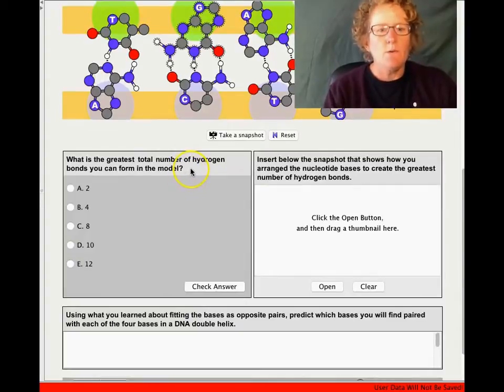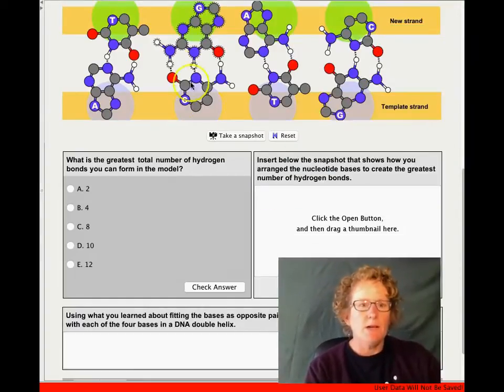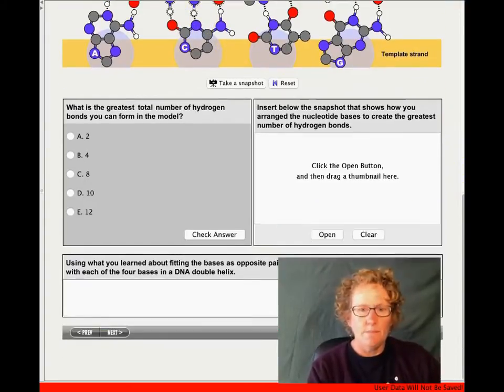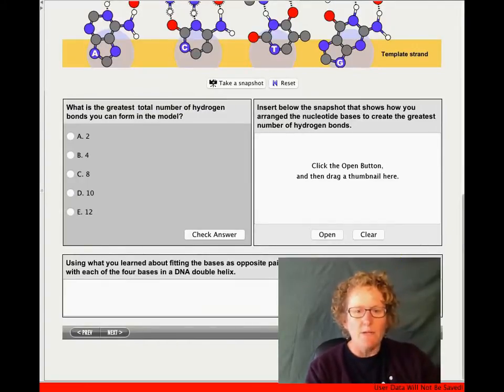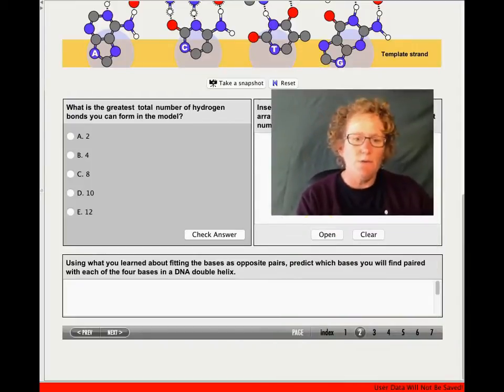What's the greatest total number of hydrogen bonds you can form in the model? Well, let's look. Just count the dotted lines. So 1, 2, and I'll let you count the rest. Using what you've learned about fitting the bases as opposite pairs, predict which bases you'll find with each of the 4 bases in the double DNA helix. We've already answered that one.